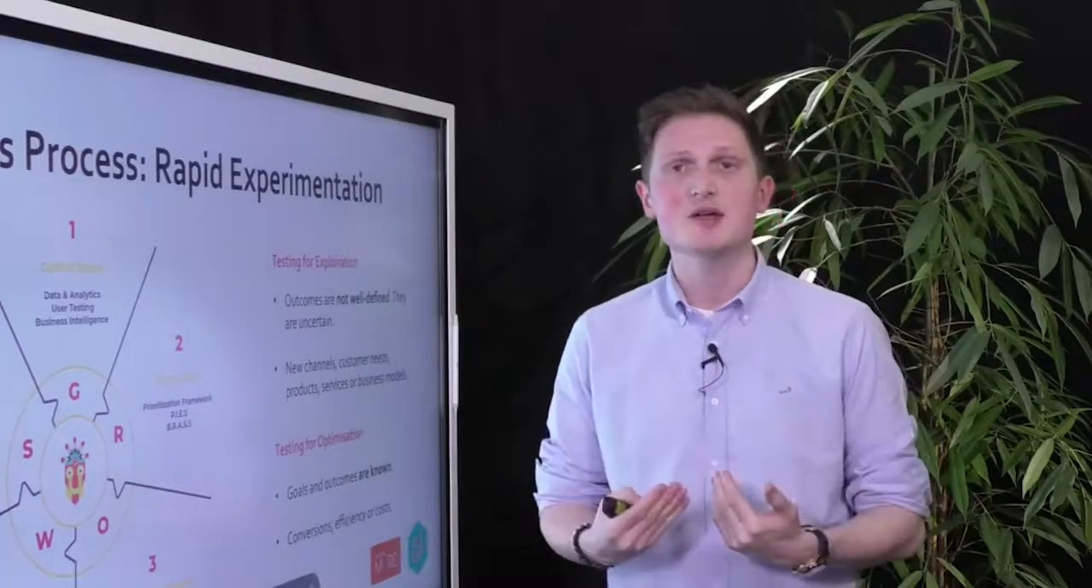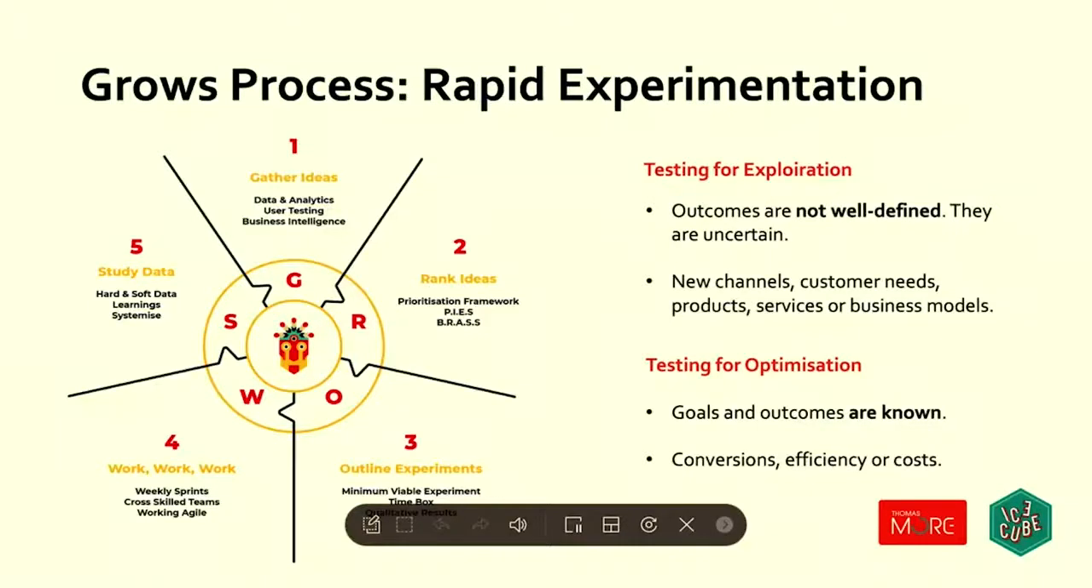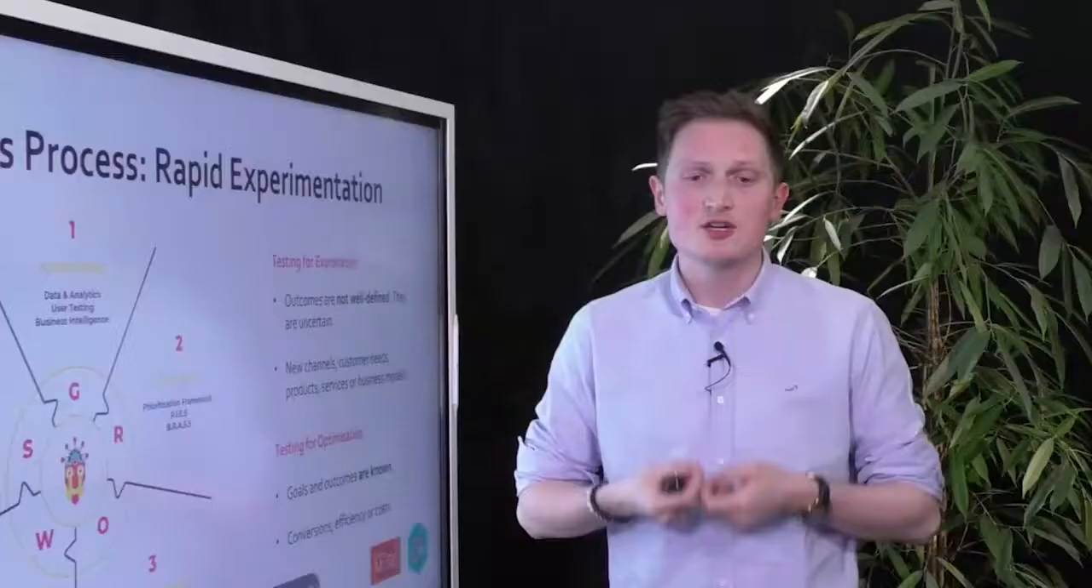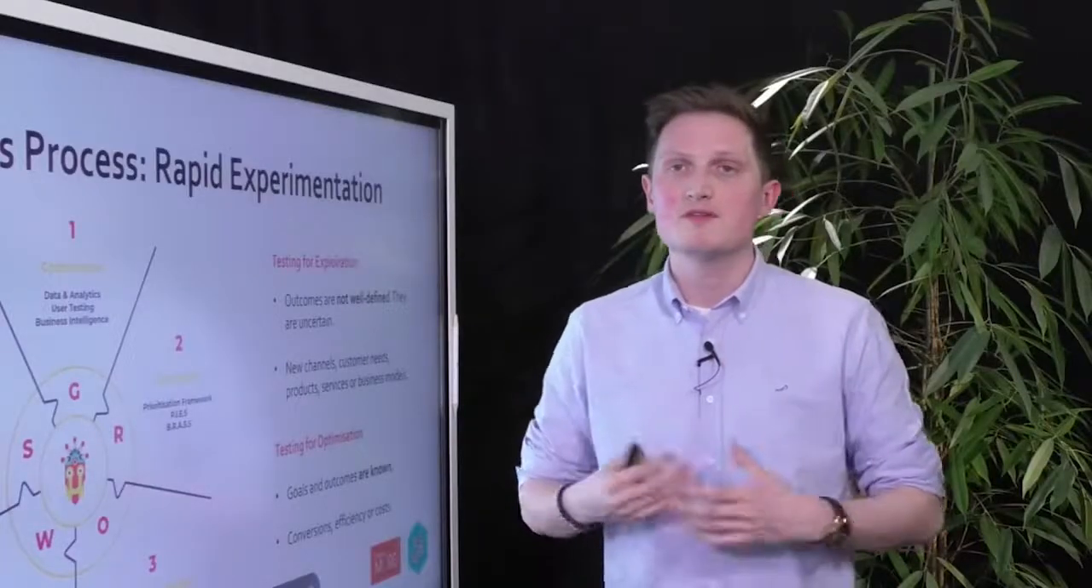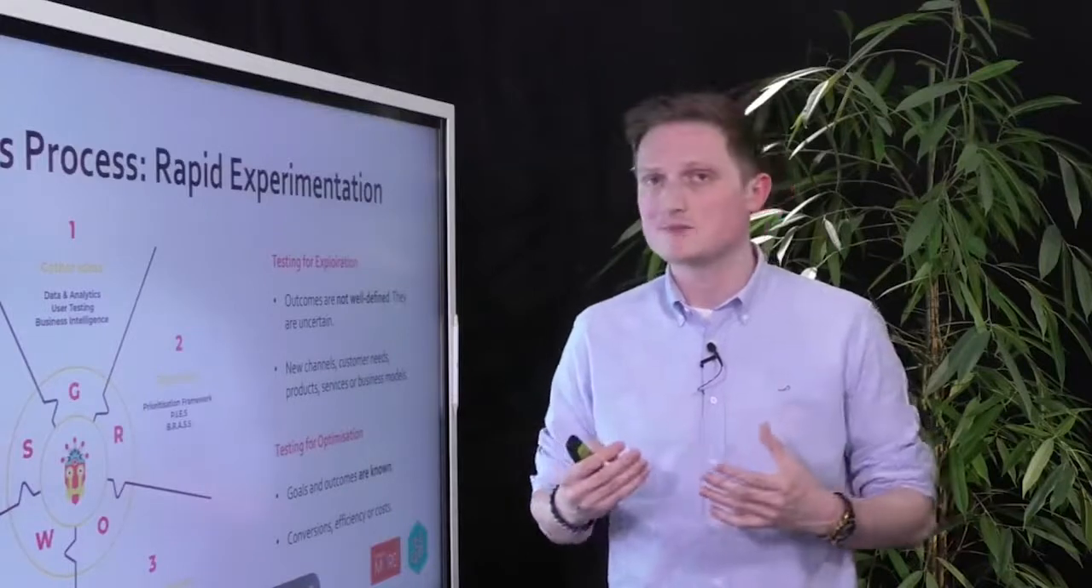The second scenario is a scenario where we're looking to optimize. This is testing for optimization. And so here we're looking at a situation where our goals and outcomes are known, right? And so this is mainly about increasing conversion, improving efficiency, and decreasing costs.